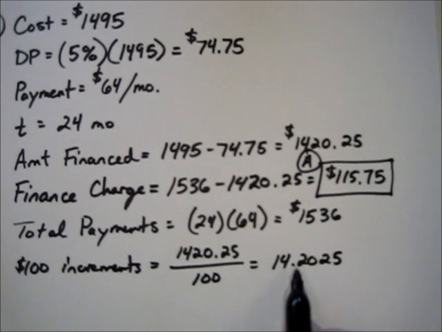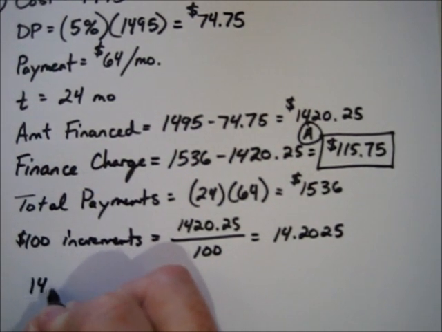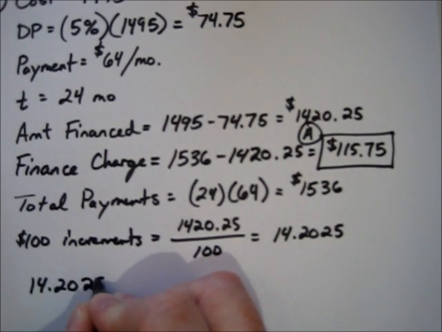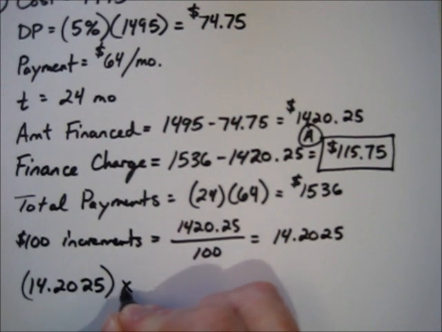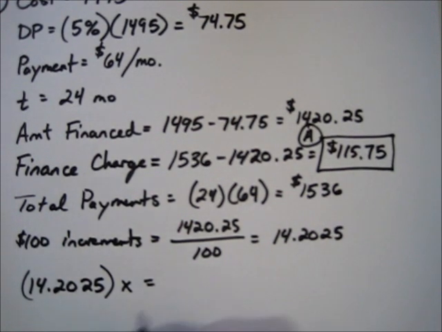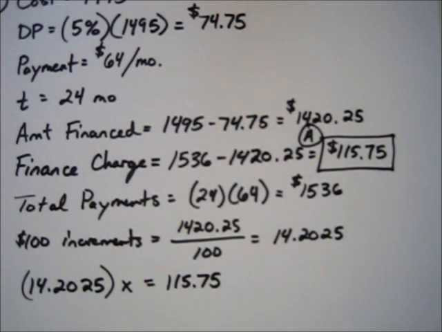And then what we did was we multiplied 14.2025 times a particular value, and we ended up with the finance charge. Well, we also know the finance charge here. It's $115.75. So what we want to know in order to find the APR is, what is this number? How much does each of those $100 increments cost us?